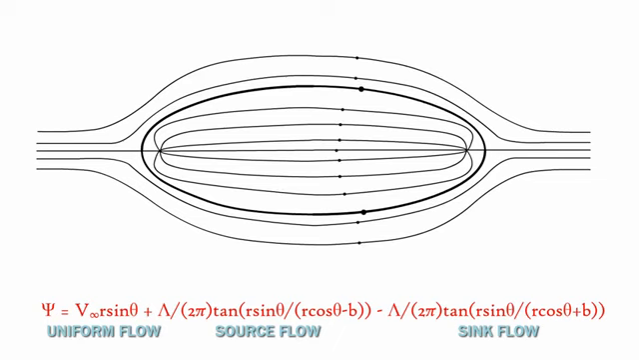One could imagine that blunt bodies of any shape could be created by combining multiple sources and sinks together at different locations. Now we're starting to see the power of combining these elementary flows to form flow fields around practical objects.